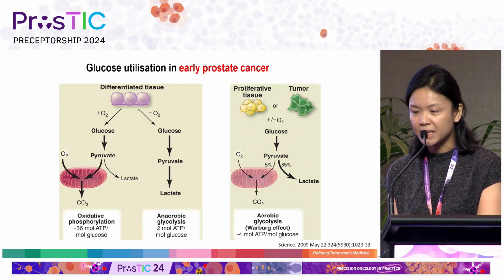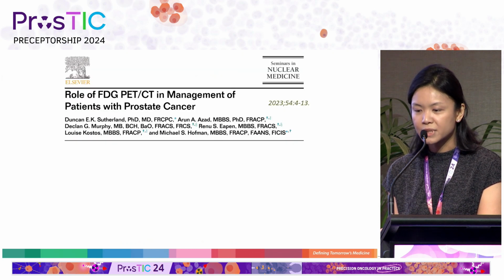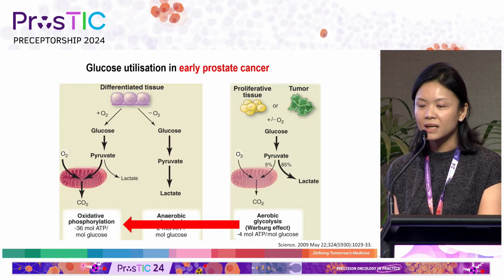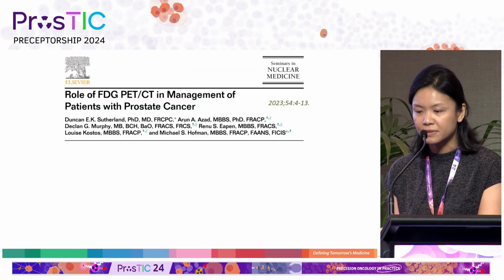However, early prostate cancer is more metabolically efficient, and there's a transition back from aerobic glycolysis to oxidative phosphorylation. So in early prostate cancer cells, there's less trapping of glucose and therefore FDG compared to the later stages of prostate cancer and other malignancies.